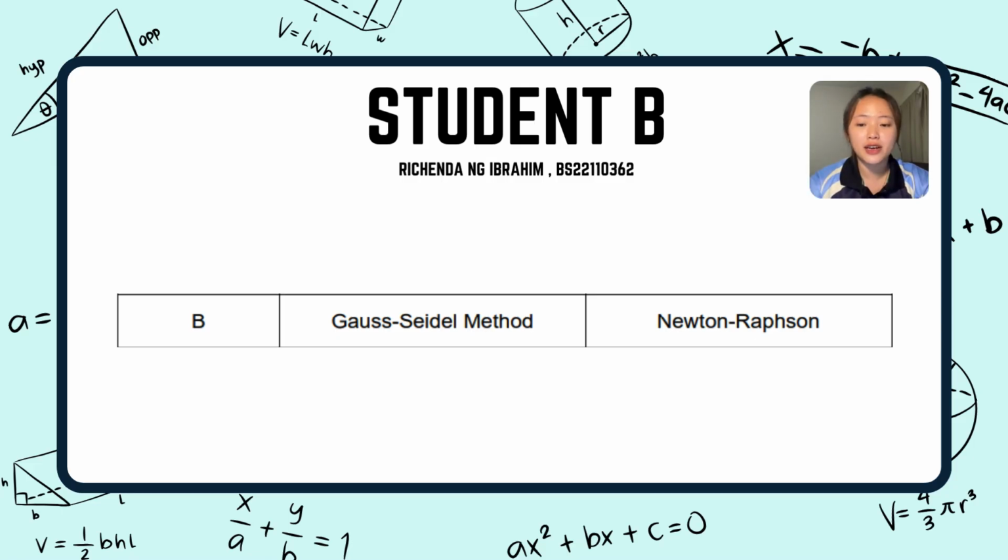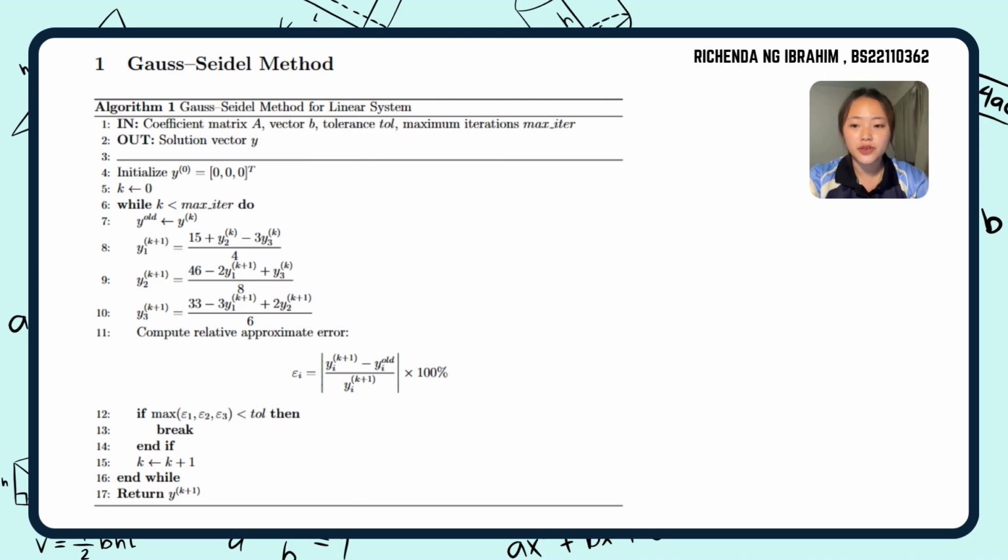My name is Richenda and I'll present the Gauss-Seidel method for linear equations and Newton-Raphson for nonlinear equations. This is the algorithm for the Gauss-Seidel method. This algorithm iteratively updates each variable using the latest available values and stops when the relative error is below a specific tolerance, producing the solution to the linear system.